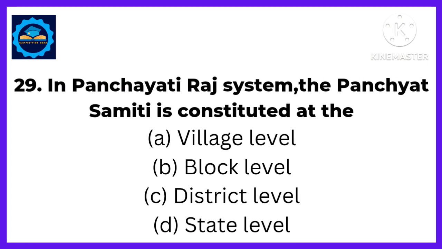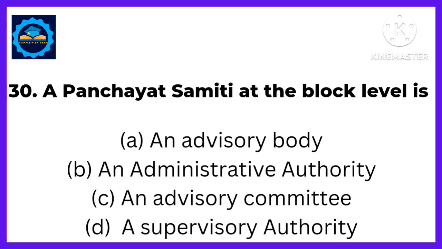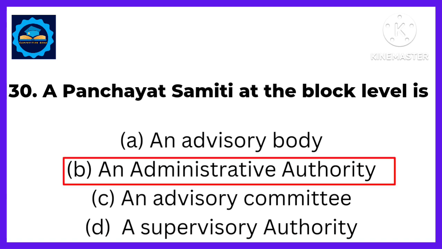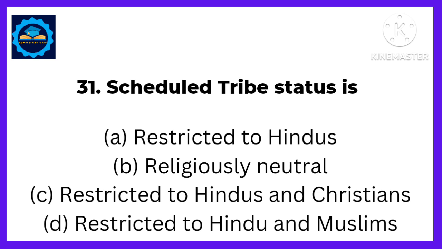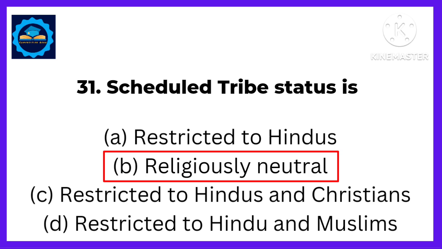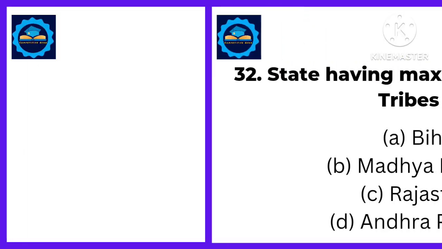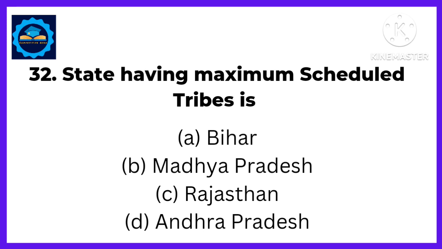Next, in Panchayati Raj system, the Panchayat Samiti is constituted at the? Answer: Block level. Next, a Panchayat Samiti at the block level is a? Answer: An administrative authority. Next, scheduled tribe status is? Answer: Religiously neutral. Next, state having maximum scheduled tribes is? Answer: Madhya Pradesh.